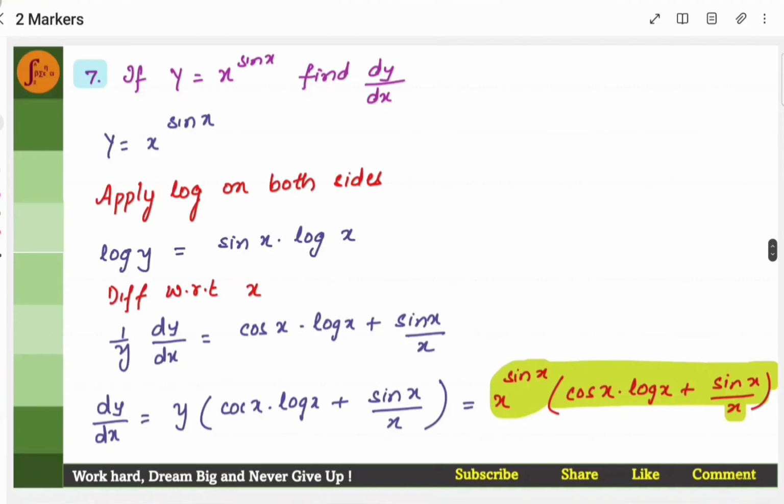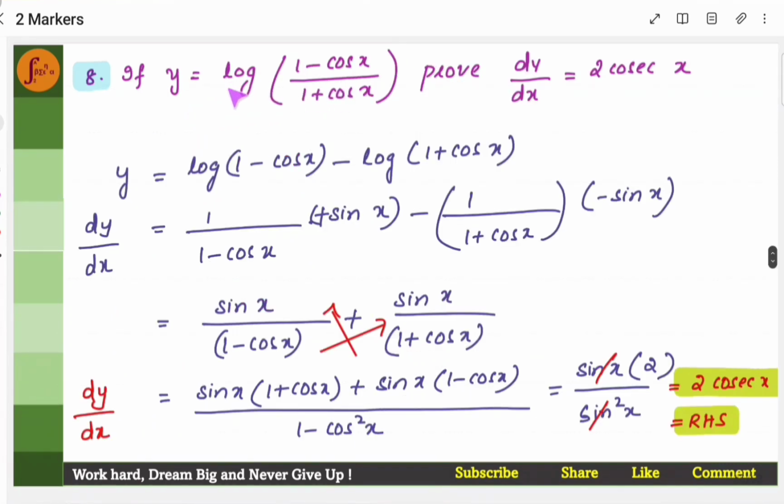Here, like the earlier problem, you have power. So apply log and then find the derivative. Now here you have to apply the product rule because it's a multiplication of two functions, sin x into log x. So apply the product rule. Again, if you have questions on how to apply the chain rule, when to apply the product rule, when to apply logarithms, when to solve the infinite series problems, go through the differential calculus videos.